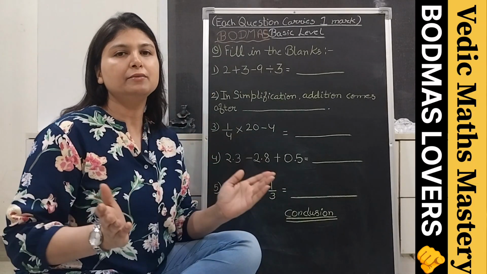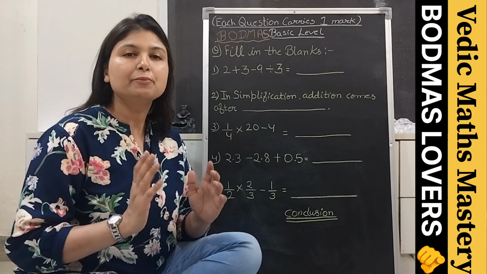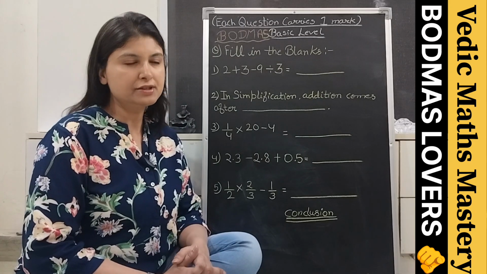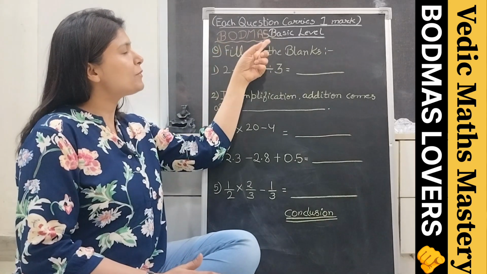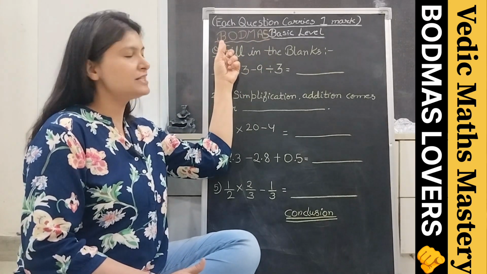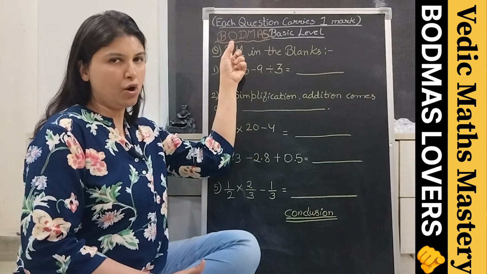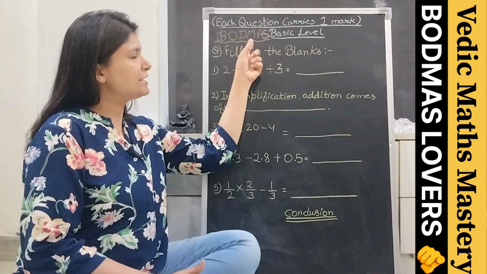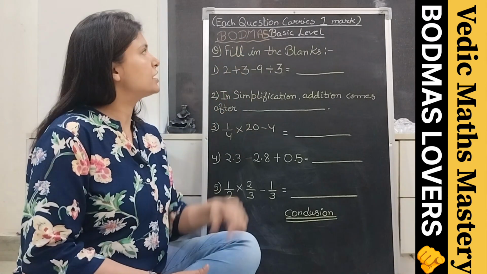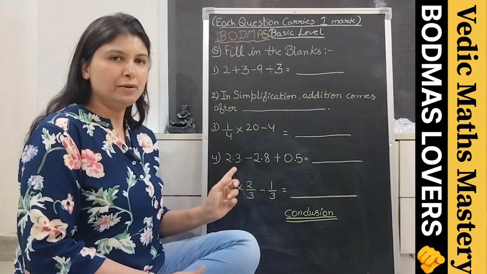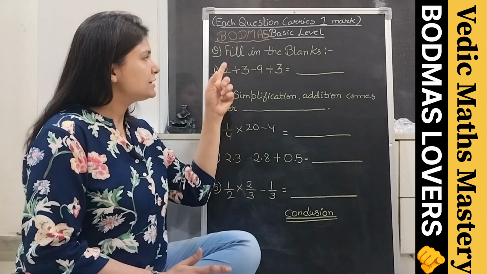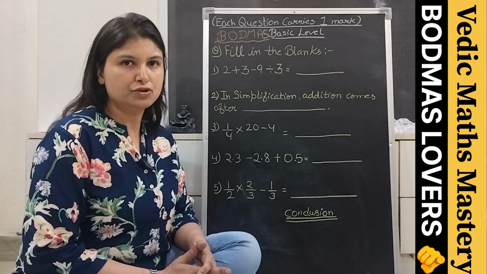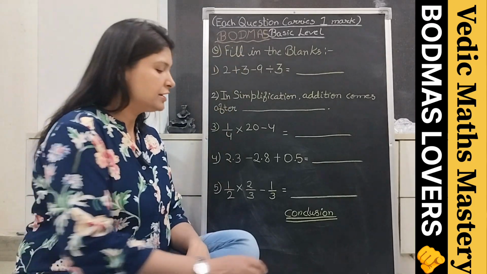Hello friends and welcome. So in this video we'll learn some basic level of BODMAS questions. As you can see, the BODMAS rule says B means bracket, O means order, then division, multiplication, addition and subtraction. Each question carries 1 mark and we can solve any type of question by the BODMAS rule.